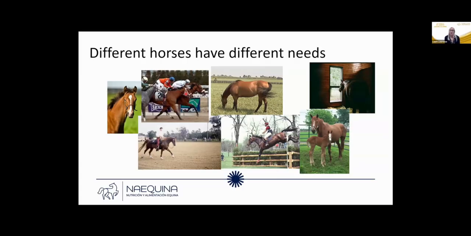Here are some different types of horses that can have fairly variable needs. I'm going to start here. This is a mare that is in early gestation, and her nutrient needs are actually quite low. So she's in early stage pregnancy. She's barely above what we would consider maintenance. And so her nutrient needs are low. Likewise, this is a breeding stallion in this picture. It was not during the breeding season. He probably has relatively low nutrient needs as well.